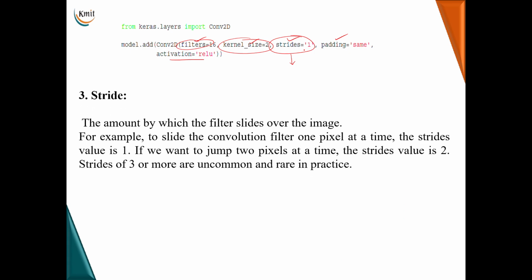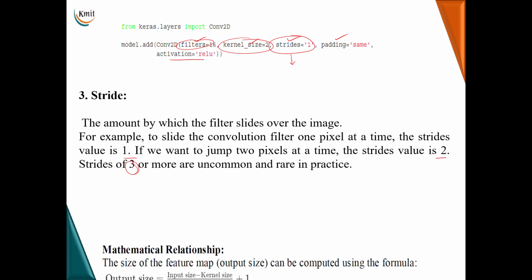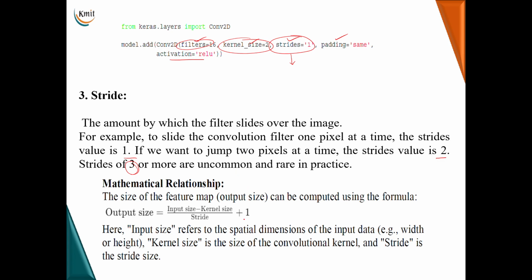Let us continue with the strides, which is also called step size, and the stride value will be either 1 or sometimes 2 also. It can be 3, but this is not in common practice. And this is the formula to find out the size of the output feature map, also called activation map, also called convolved image. This is the formula used to find out the shape, where input size represents the size of the image. This is the size of the kernel or filter, and the stride value plus 1.